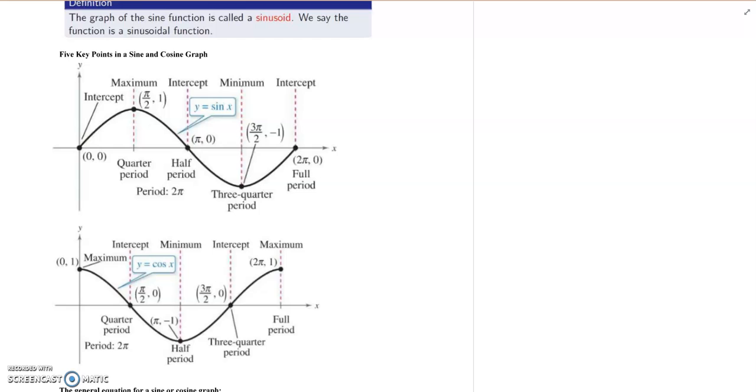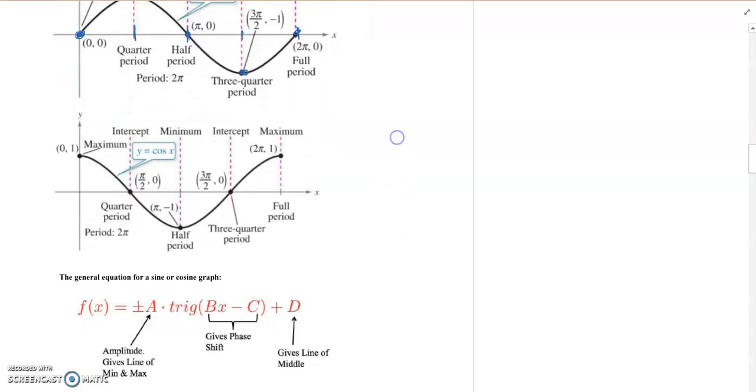There are 5 key points of both a sine and a cosine graph. The sine graph starts in the middle, goes up to the maximum, back to the middle, down to the minimum, and back to the middle. Some people call these tick marks, I call them jumps. There's 4 of them in each length of the period. For cosine, it starts at the maximum, goes down to the middle, goes down to the minimum, back to the middle, and up to the maximum.